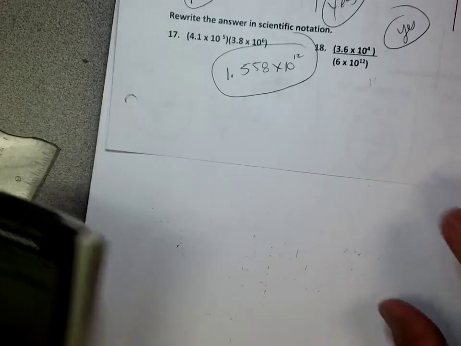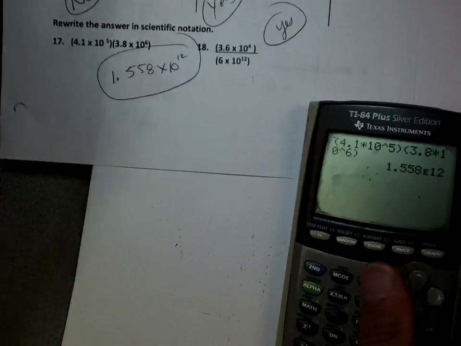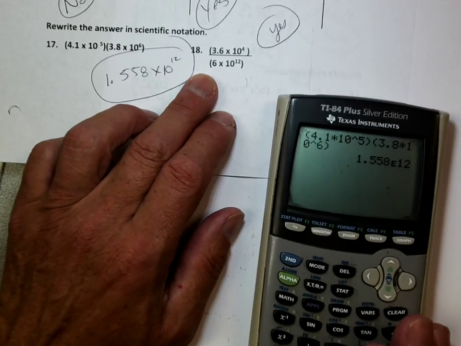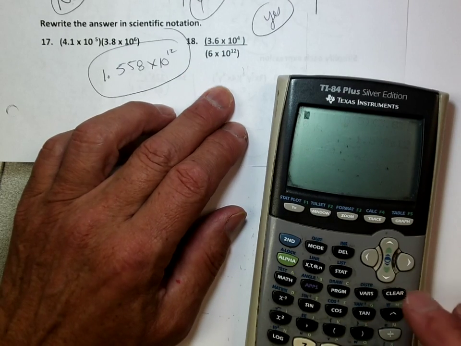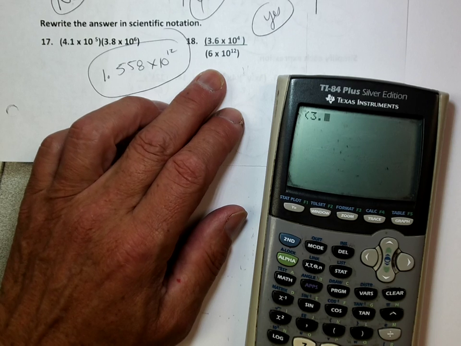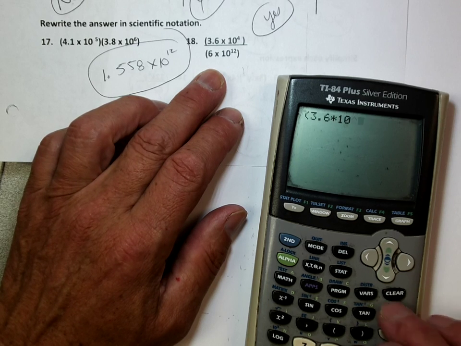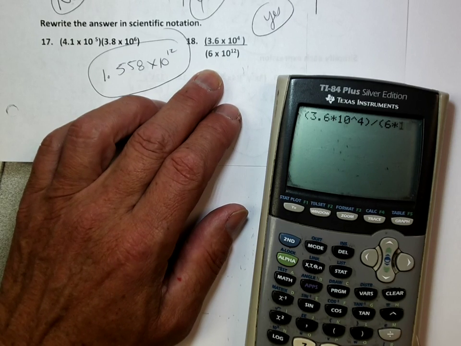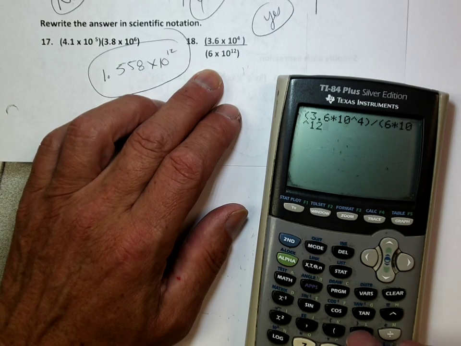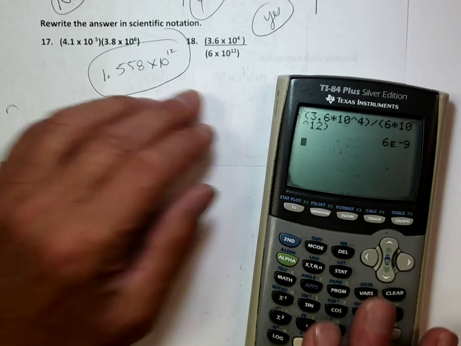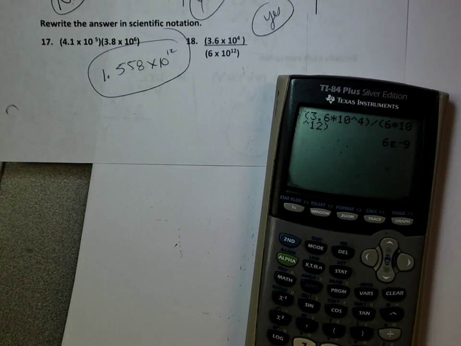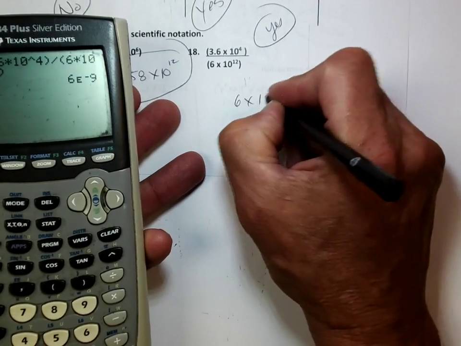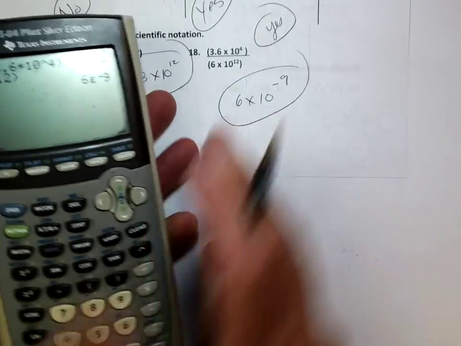And 18. Same thing, we could just divide it by hand, or we can go straight to parentheses, 3.6 times 10 to the power of 4, divided by parentheses, 6 times 10 to the power of 12, right? So I get 6E negative 9. That's kind of the answer. We just have to write it the right way. So it really means 6 times 10 to the negative 9, because that's what that E means, okay?